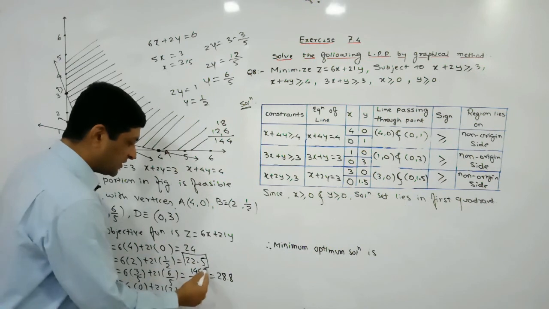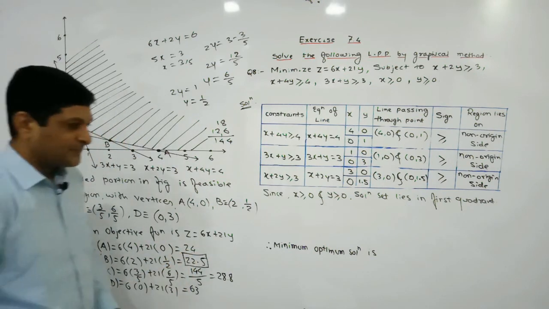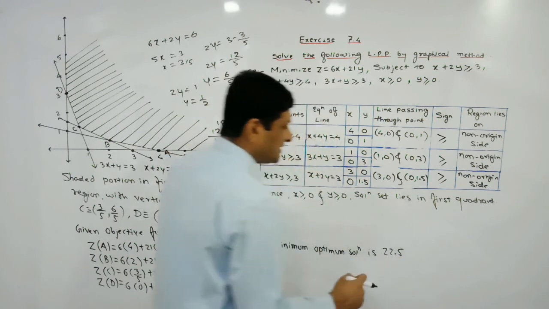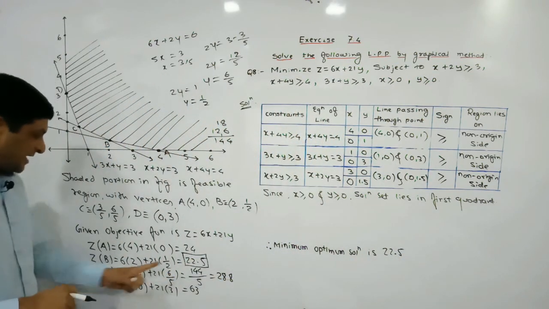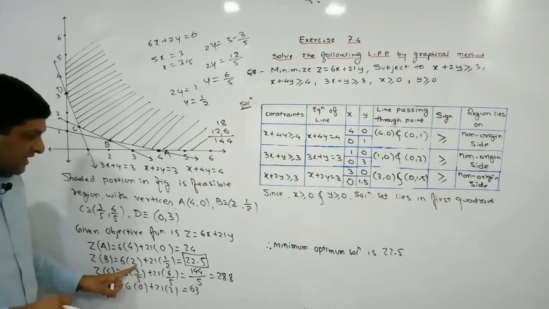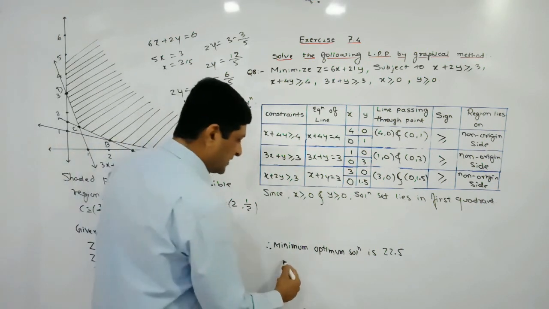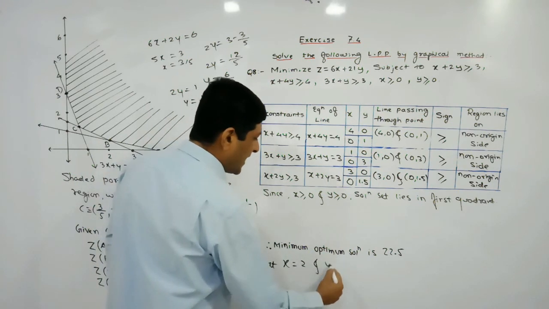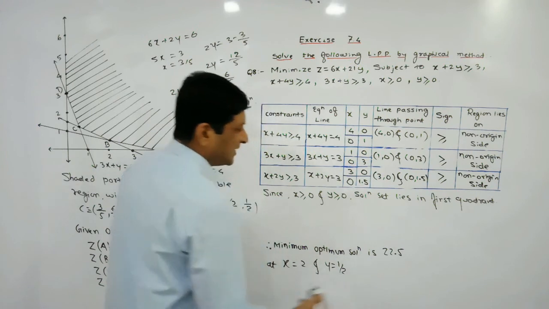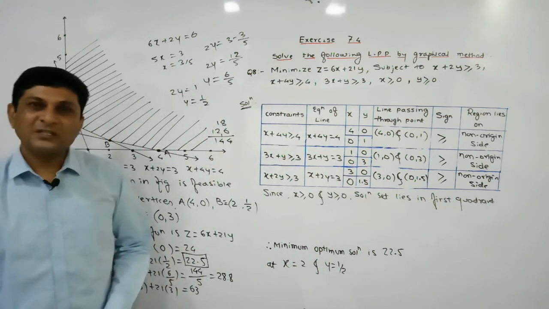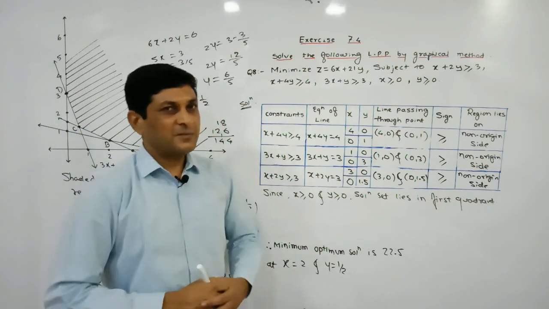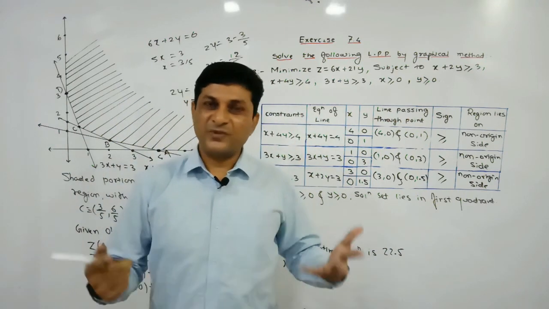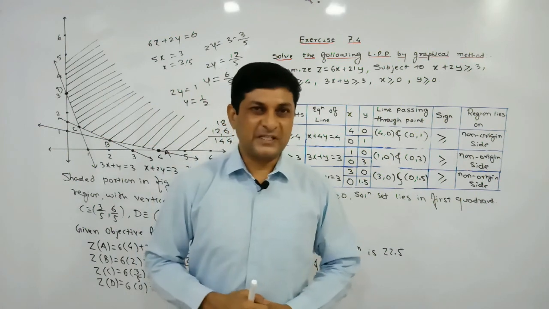The minimum optimum solution is 22.5, and we are getting this minimum optimum solution at which vertex? B, whose coordinates are 2 and 1 by 2. So we can say that at x equal to 2 and y equal to 1 by 2. In this way we have solved this example graphically. So we have completed this exercise 7.4. In the next video we are starting examples from the miscellaneous exercise.